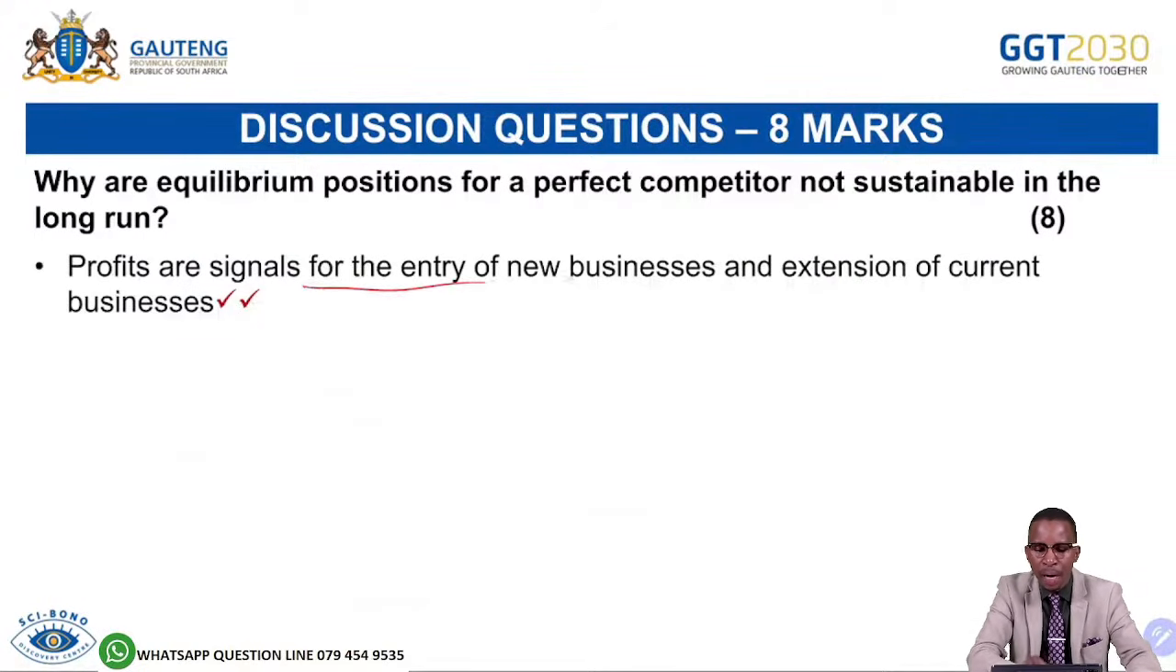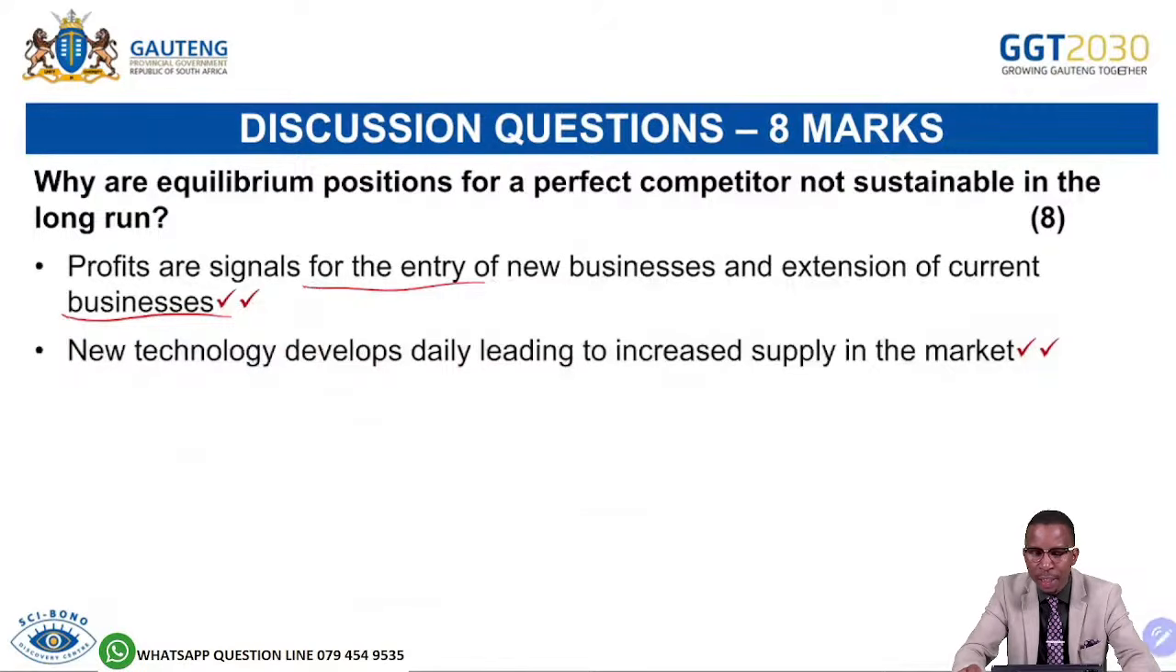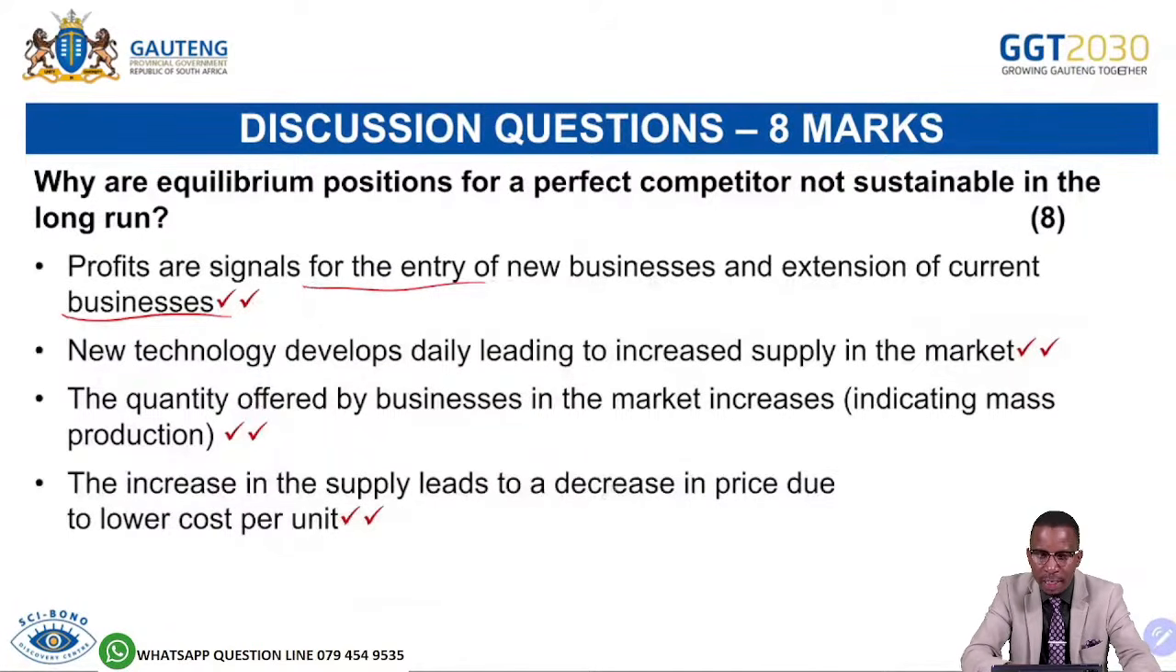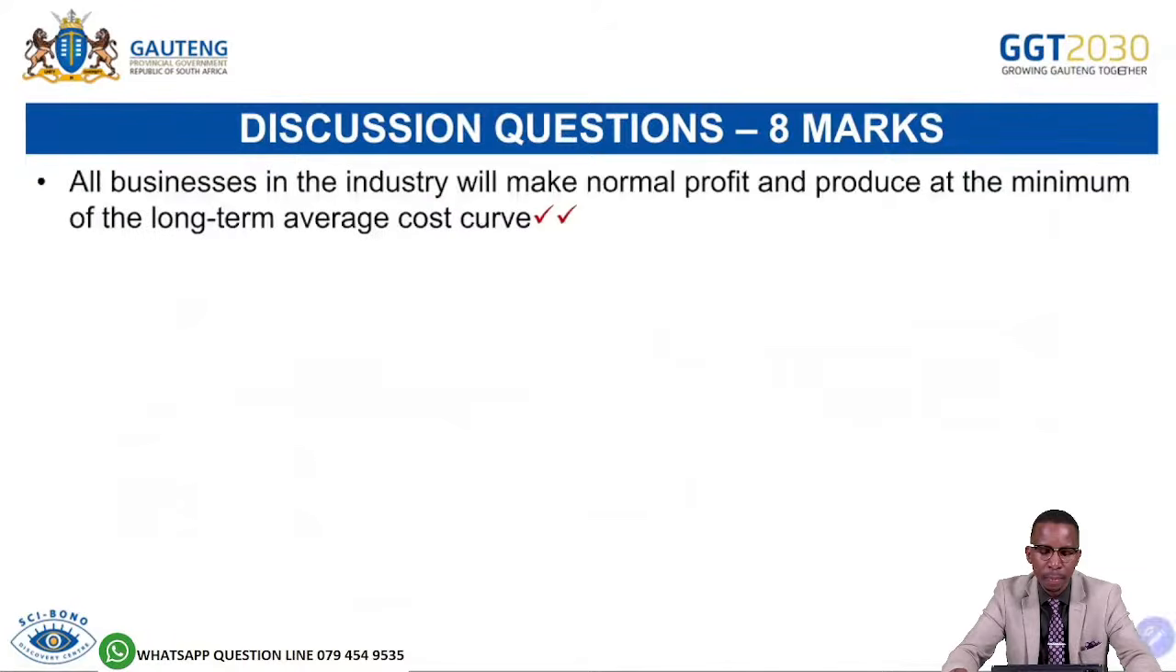Profits are signals for entry of new businesses and extension of current businesses. So what happens here, as much as existing firms are making the profit, they attract new firms to enter the market, and then new technology is developed daily, leading to increase in supply in the market. The quantity offered by businesses in the market increases, indicating mass production. The increase in the supply leads to the decrease in price due to the lower cost per unit, and that will also result in the firm taking the lower price. That will be shifting the equilibrium position for the firm. All businesses in the industry will be making normal profit and produce at the minimum of the long-term average cost.